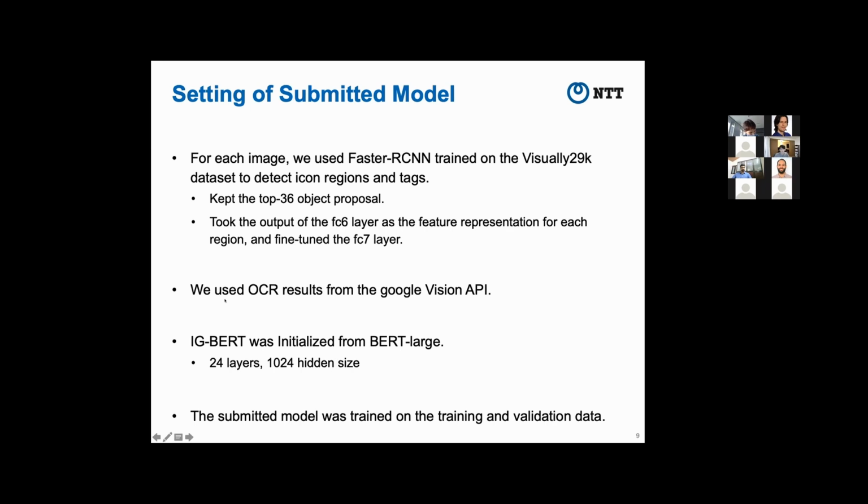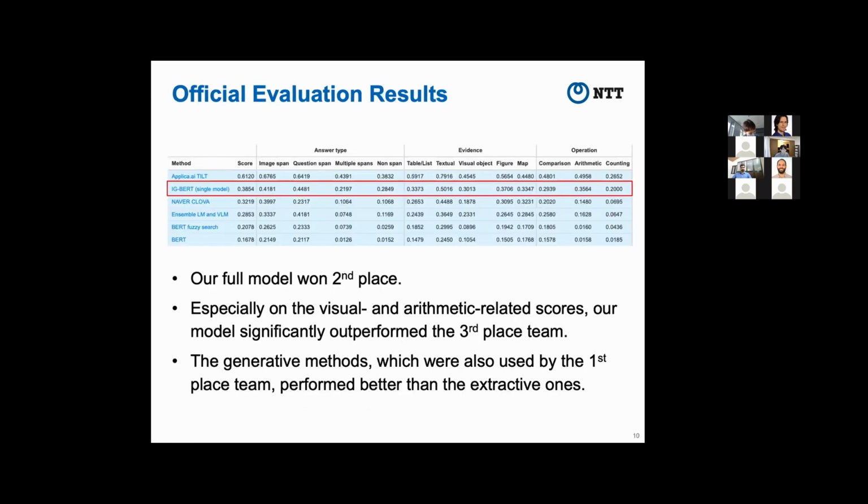Now I would like to move on to the experiments. These are the official evaluation results. As you can see, our model won second place among 6 teams. Especially on the visual and arithmetic related scores, our model significantly outperformed the third place team. In general, the generative methods, which were also used by the first place team, tended to perform better than selective ones.